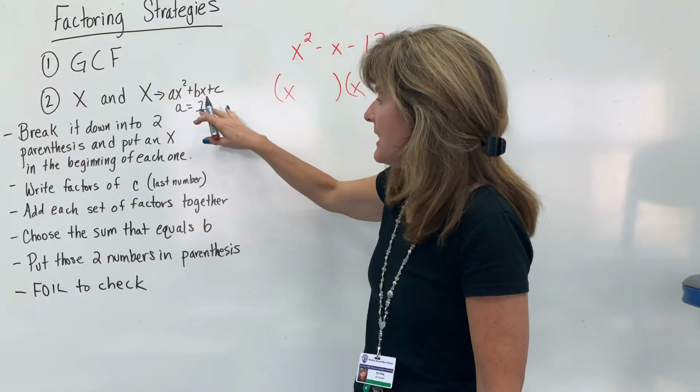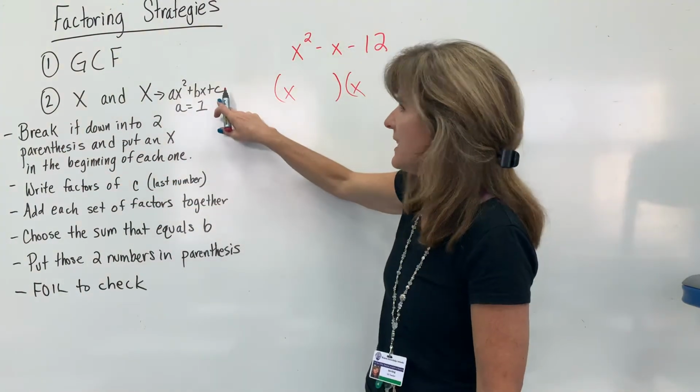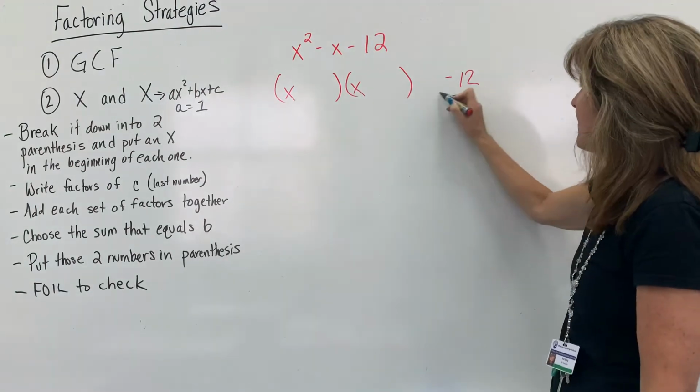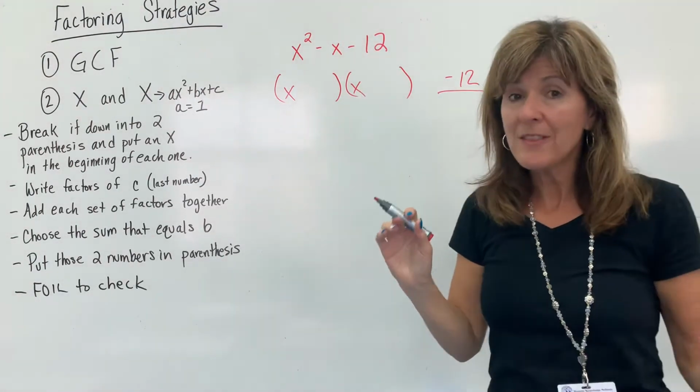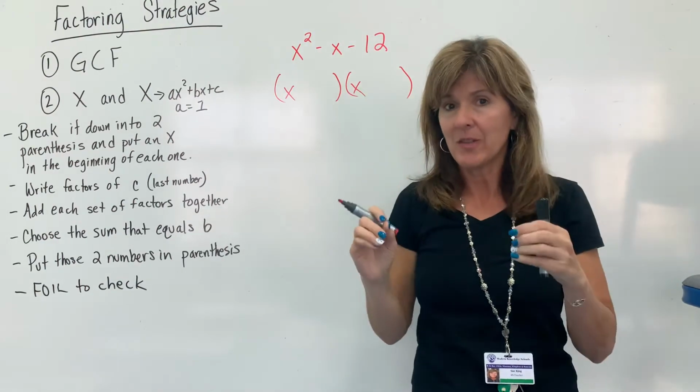After I do this, I'm going to write down the factors of C. Okay, C is the last number. -12 is my last number. Let's write down the factors here. Because 12 is negative, I know I'm going to need a positive and a negative factor. So let's write them all down.